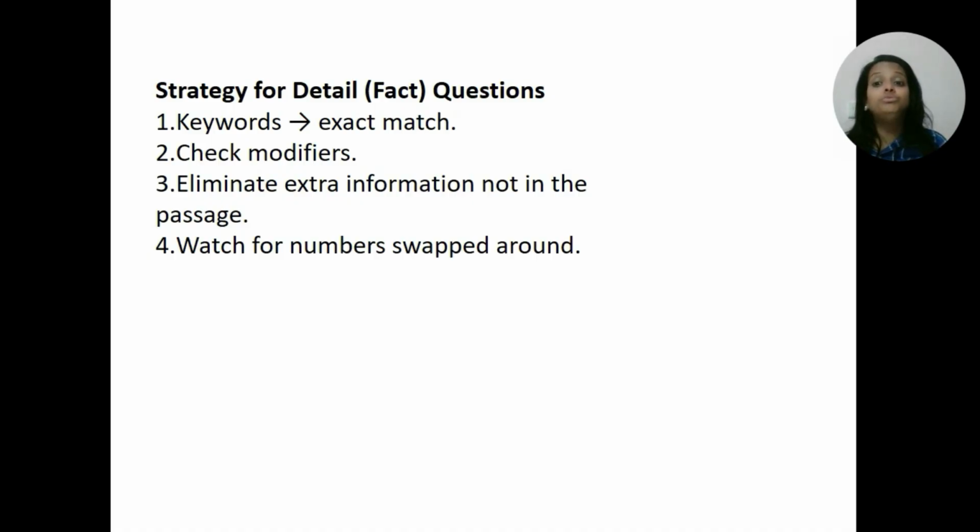And finally, watch for numbers swapped around. CELPIP allows switching digits or dates. You have to compare carefully. Okay, so when you find the fact, silently say, found it, line X.